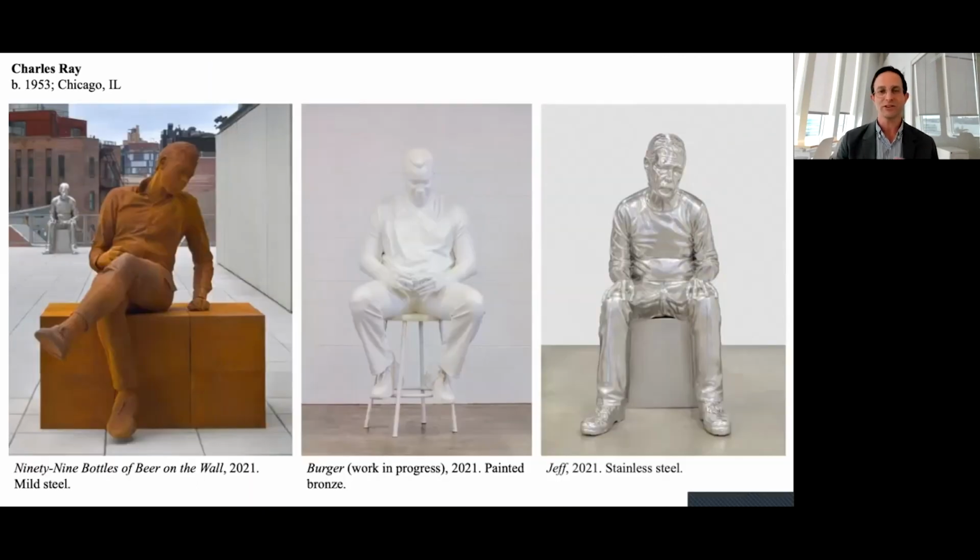A similar sort of play with scale and figure is evident in the 3 sculptures that Charles Ray has included on the terrace. 99 bottles of beer on the wall is the most recent sculpture, and it's actually of a college student, very drunk, sitting on cases of Budweiser beer.